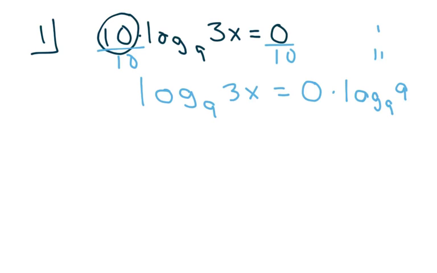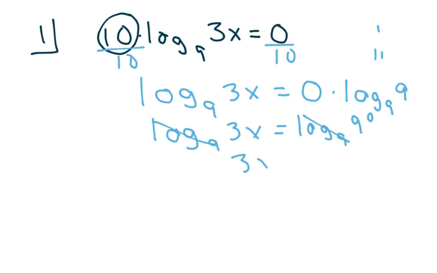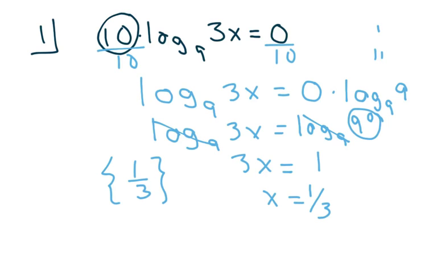Now I'm going to use my power property, and this is going to be log base 9 of 3x equals log base 9 of 9 to the 0. Now I can cross this out, and I have 3x equals 9 to the 0 equals 1, so x equals 1/3. So your solution set is 1/3. And you want to always plug it back in and check. This quantity here has to be positive. So when you plug in 1/3, it is positive because you have log base 9 of 1.